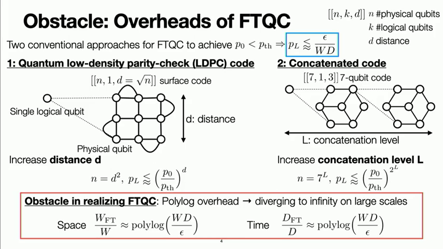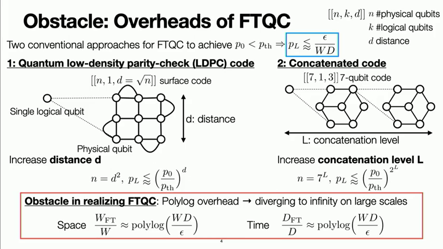In this approach, you encode a single logical qubit into some small fixed code, such as the 7-qubit code, to suppress error to some extent. And to suppress errors more, you recursively represent each logical qubit as a logical qubit of another 7-qubit code. Each of these recursive procedures is called concatenation, and the error can be suppressed as we increase the concatenation level.